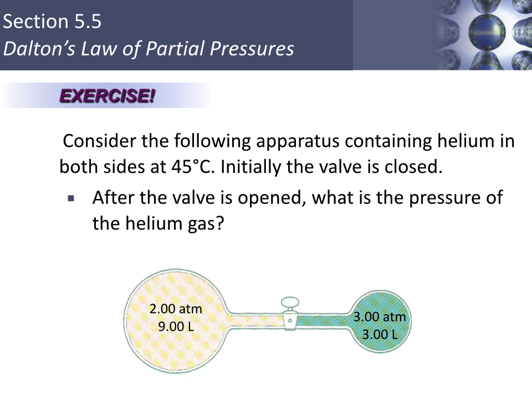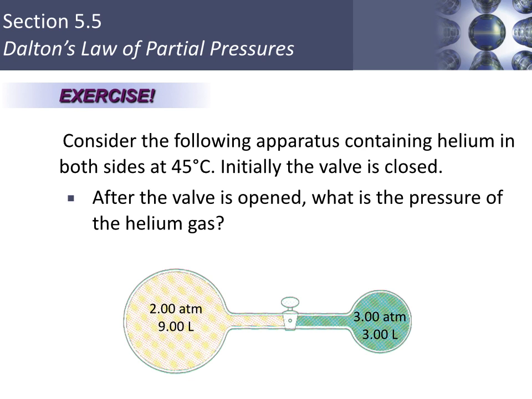The second way that you could solve this problem is to find the number of moles in each chamber separately using PV equals nRT, add the number of moles and the volume together on each side, then use PV equals nRT again to solve for the new pressure.